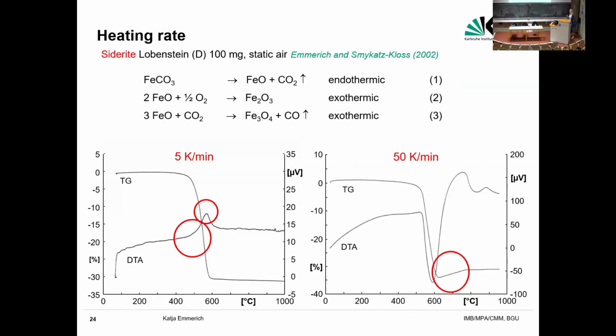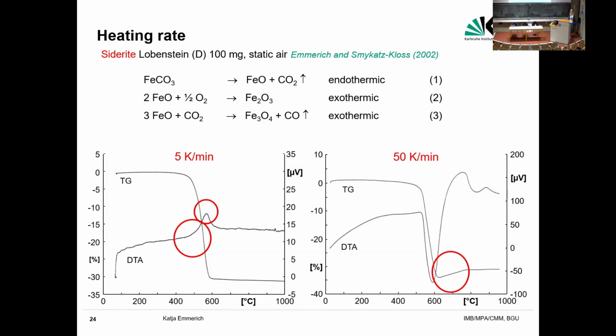Then the effect of heating rate. This is siderite, not a clay mineral, so iron carbonate. It is well known that the thermal decomposition of siderite occurs in 3 steps. So first we have the decomposition, an endothermic reaction, CO2 is evolved, and afterwards the iron oxide is oxidized in 2 steps. So this is well known, but on the left side, we performed the thermal analysis with a heating rate of 5 Kelvin per minute, which is quite common.